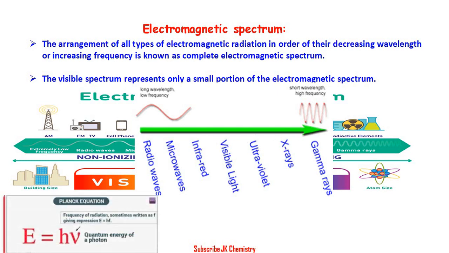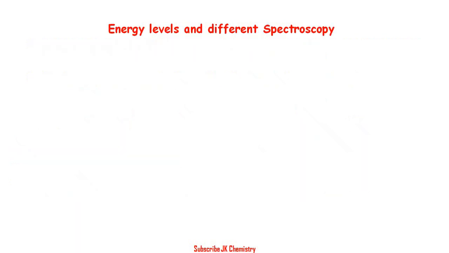Why? Because of the most important equation, Planck's equation, that is, the energy of radiation is described by means of E equal to h nu, where E is the energy of radiation, h is Planck's constant, nu is the frequency, and the frequency is again defined as nu equal to c by lambda. Okay, fine. Now we have mentioned the electromagnetic spectrum.